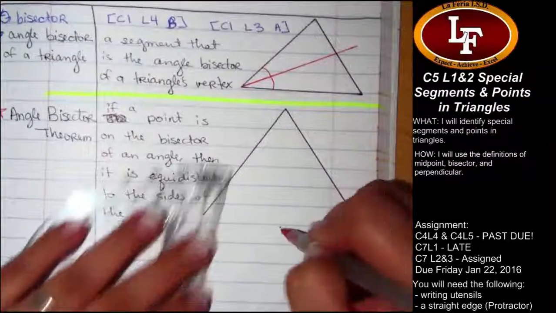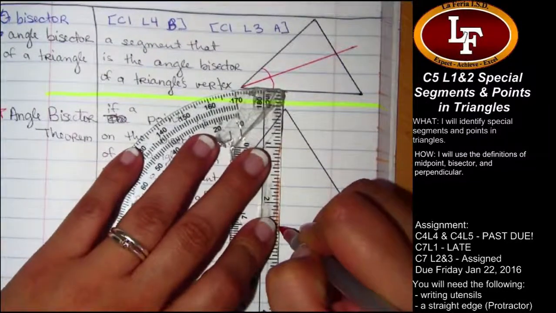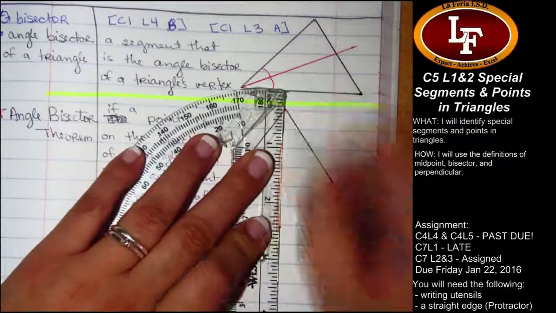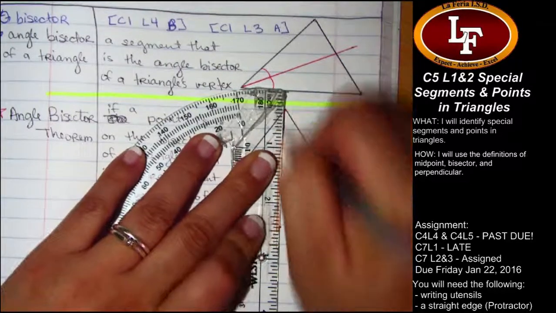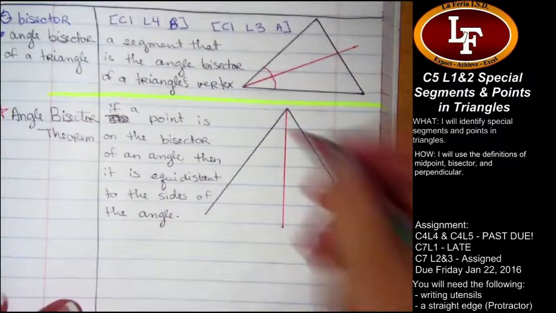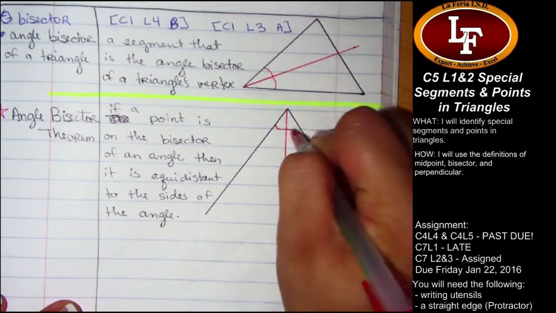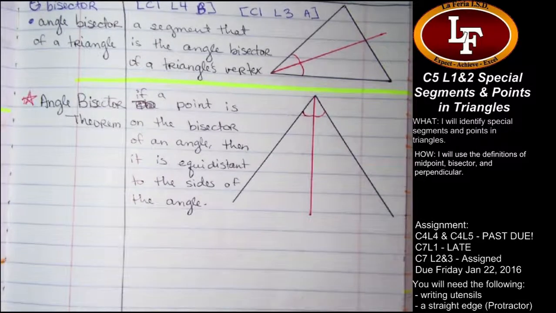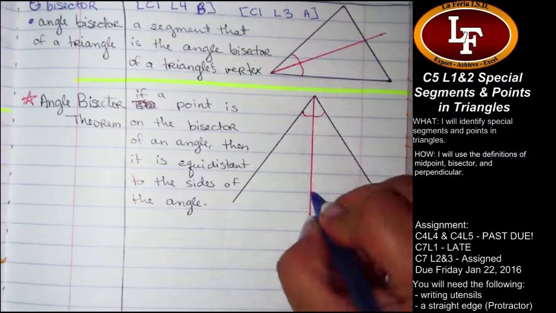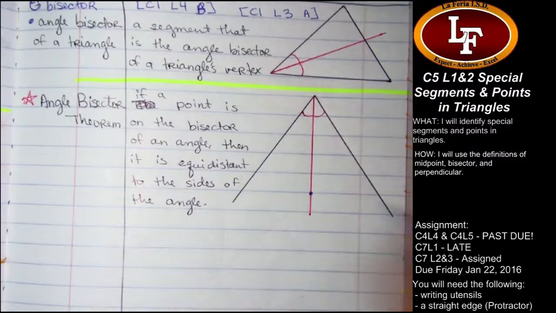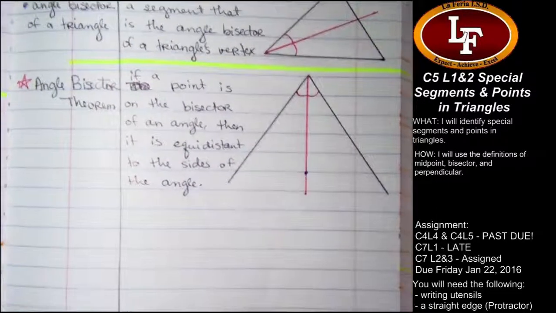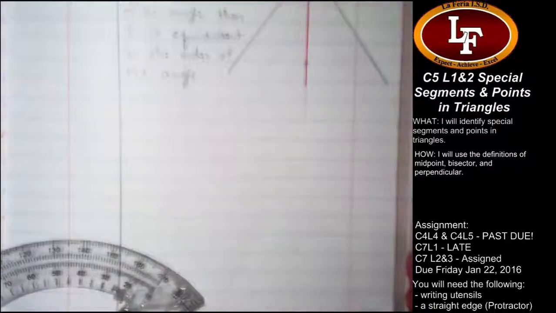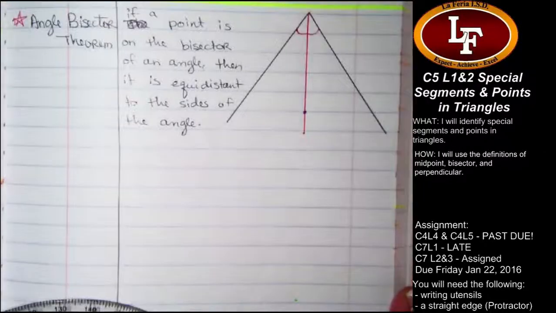And now if I connect this point I made to the vertex of my angle, I will have drawn my angle bisector. Again, the important part about this is that these two angles are congruent. Now what this theorem says is if we have a point somewhere on this line, and you can pick any point you want, I'm going to pick that one, that its distance from the sides of my angle are going to be equal to each other.